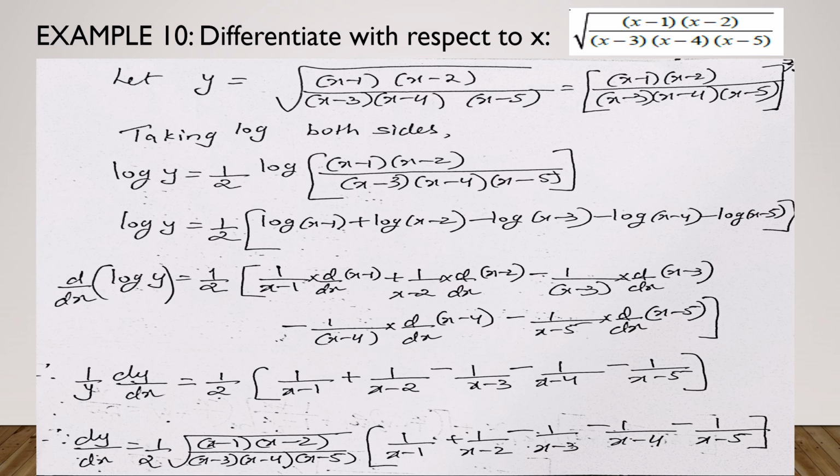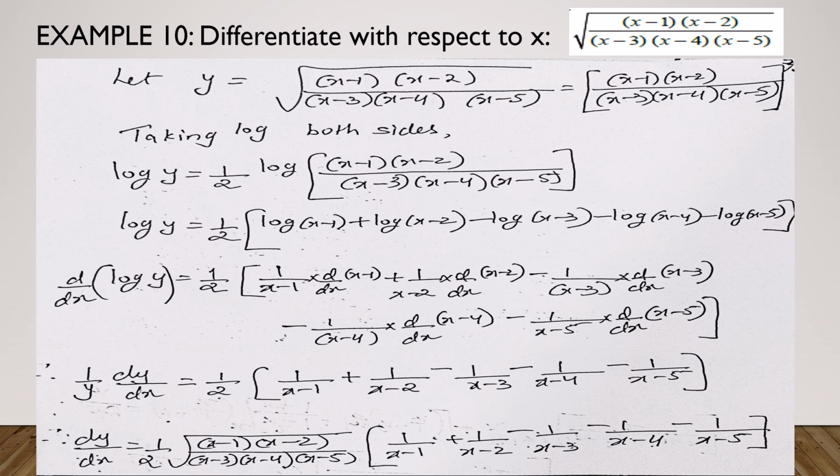Okay, so again, as I am telling you, you are applying the chain rule for the derivative of two functions. See students, we are doing different types of examples step by step. So next one, let y equal to root of x minus 1 x minus 2 upon x minus 3 x minus 4 x minus 5. So we can write the y as the whole bracket raised to half because root is there. Take log on both the sides. So log y is equal to half log of the whole bracket.